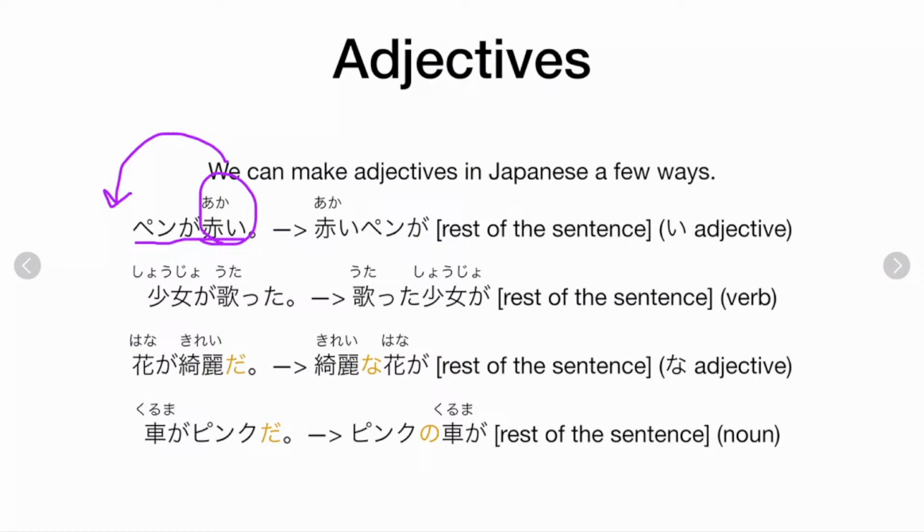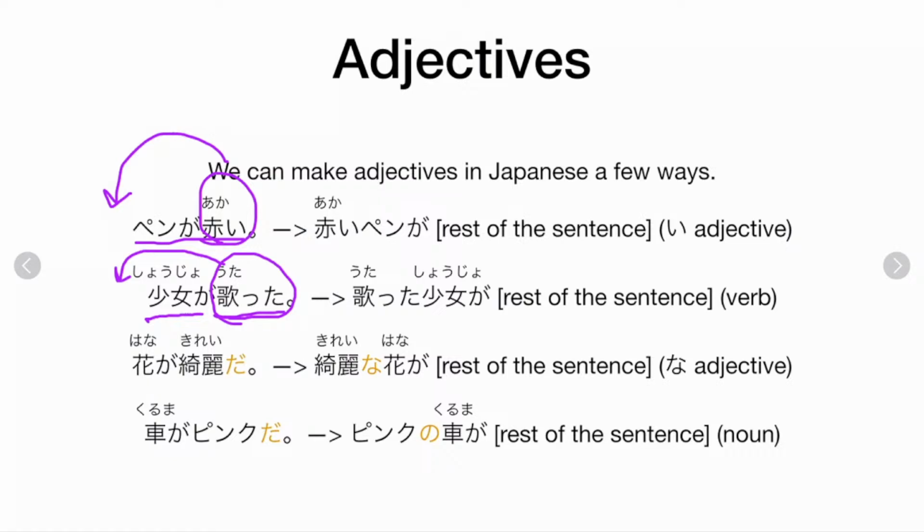Okay? If you had a verb, shoujo ga utatta. Shoujo is a young woman and utau is to sing. This is past tense, utatta. The way to make an adjective out of a verb is you take the verb with no modification and you put it before the noun. So you get utatta shoujo.